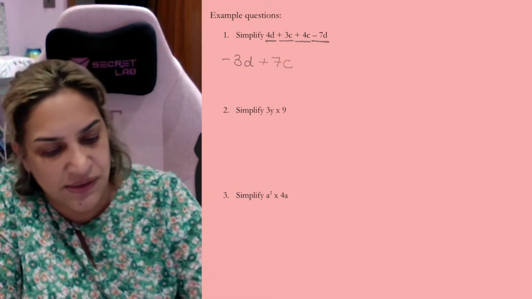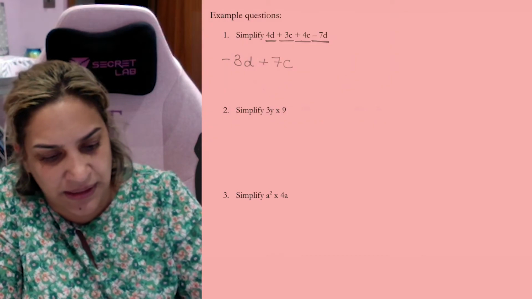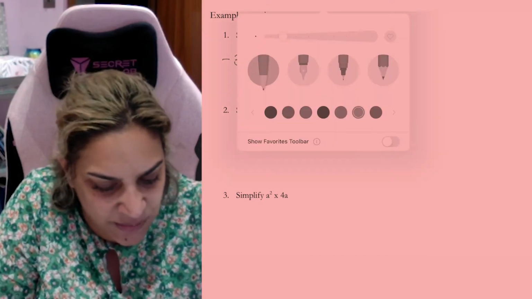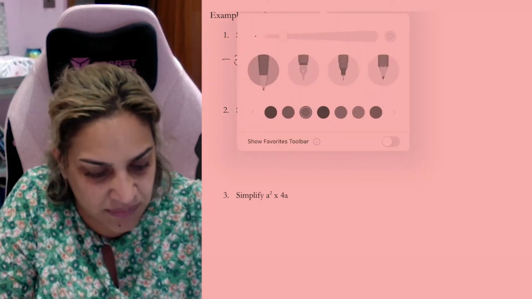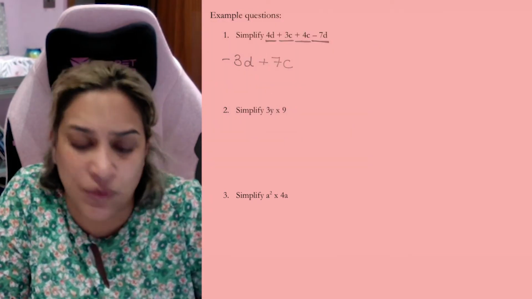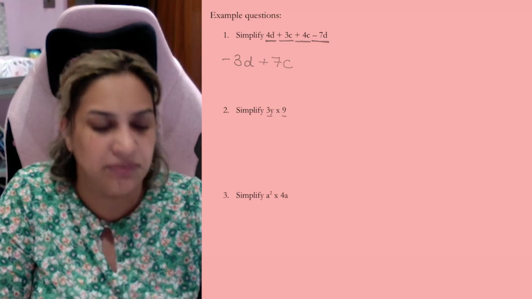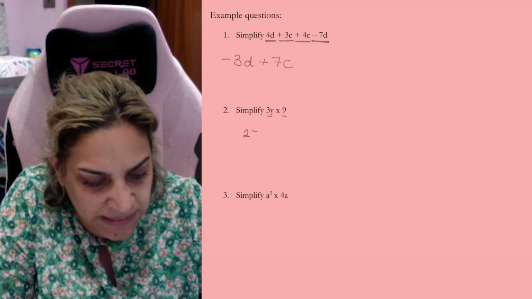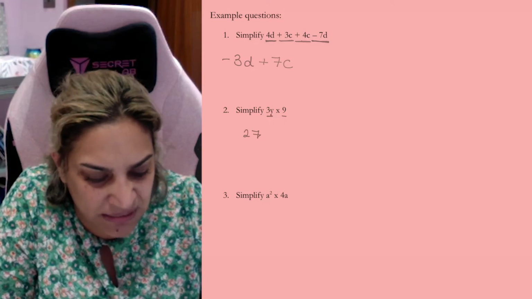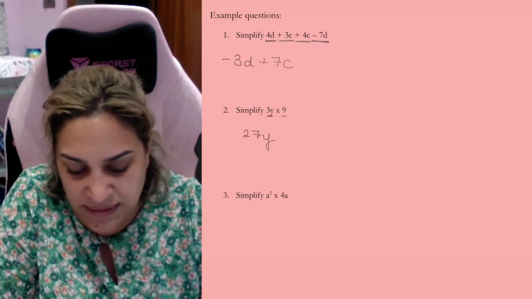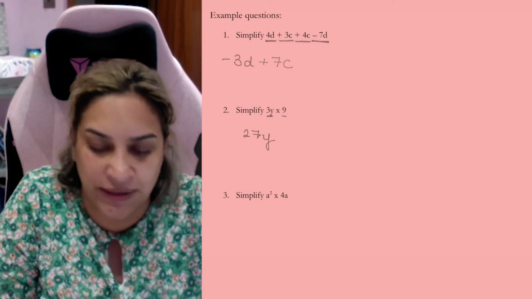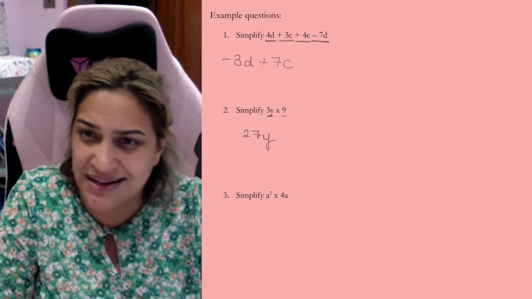Okay, next one is multiply. Numbers we treat exactly the same as we do everything else. So we've got 3 times 9y. What would 3 times 9 normally be? Well, it would be 27. Then you just put the y there, because that's like y times 1. So we've got 27y.